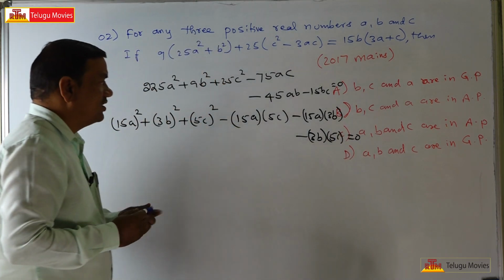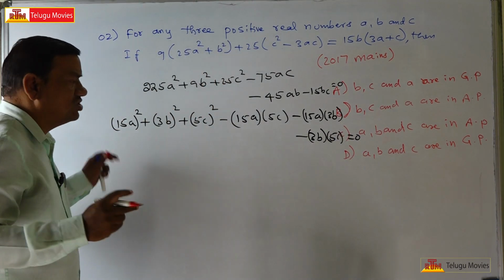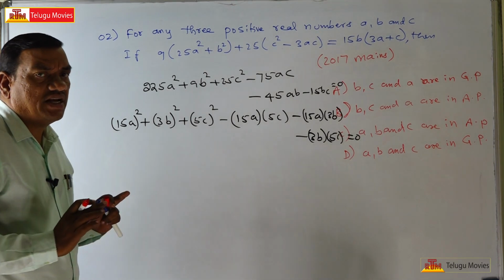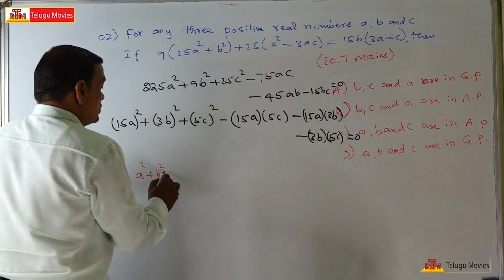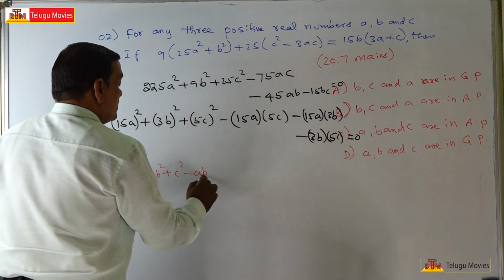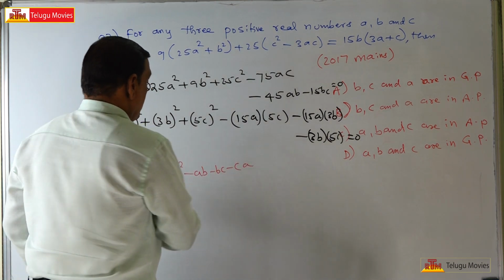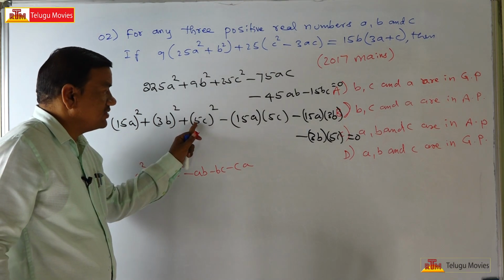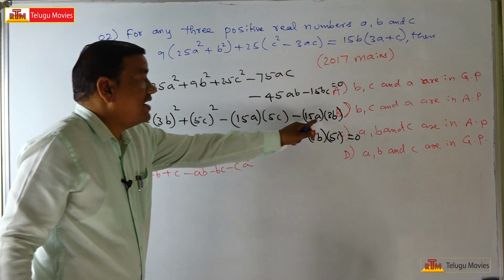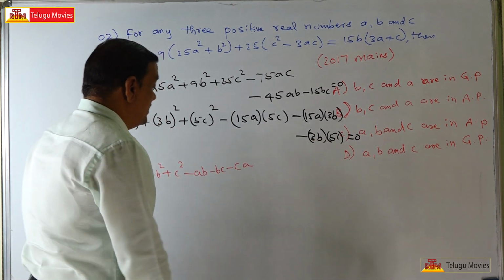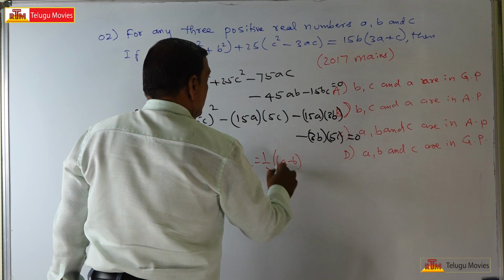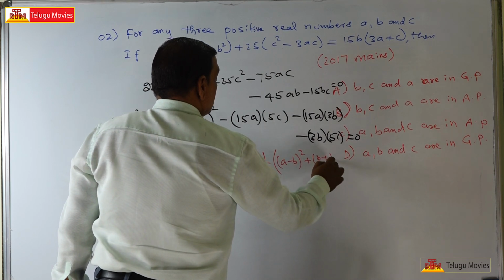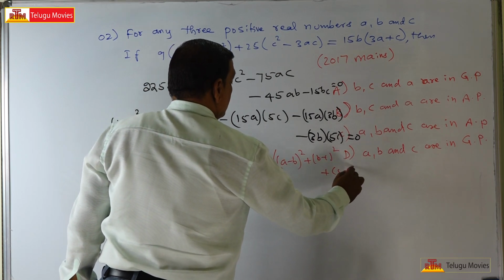So if you observe, this is just like an algebraic identity. We have an algebraic identity, that is a square plus b square plus c square minus ab minus bc minus ca. This is nothing but 1 by 2 of (a minus b) whole square plus (b minus c) whole square plus (c minus a) whole square.